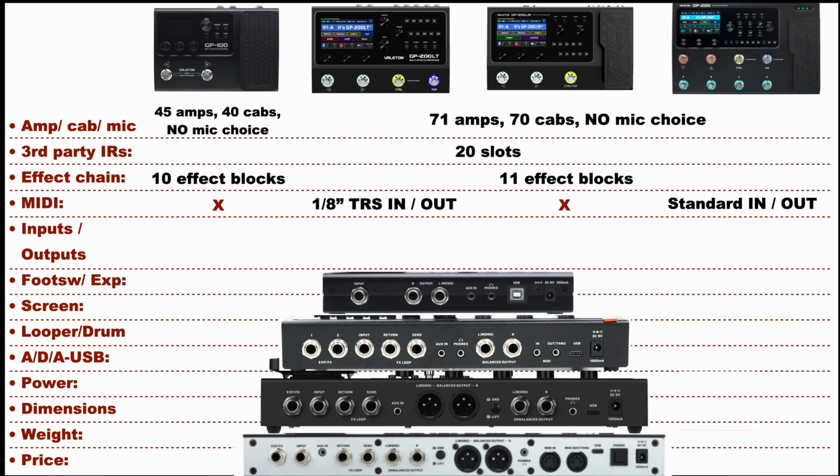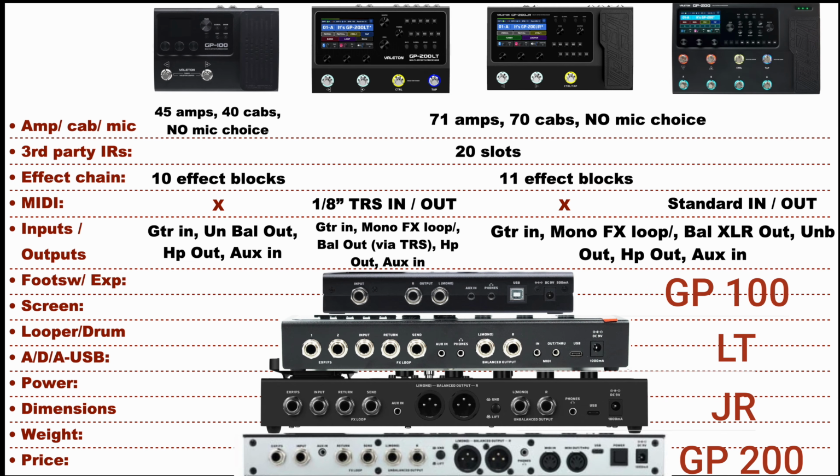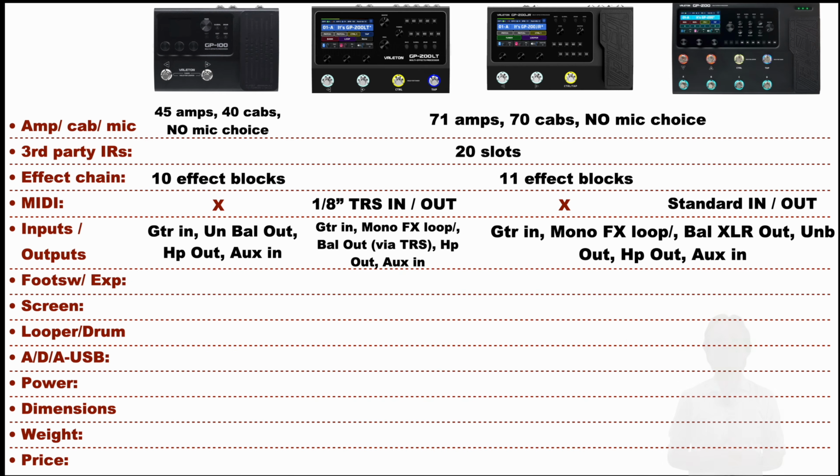In terms of I/O, basically the GP200 and the JR offer the same type of I/O with a guitar input, a mono effect loop, balanced and unbalanced stereo out, headphone out and an aux in. The difference with the LT is that it does not offer balanced and unbalanced out in different sockets, but it offers both balanced and unbalanced in the same sockets via TRS jacks, where the GP100 has only unbalanced outputs.